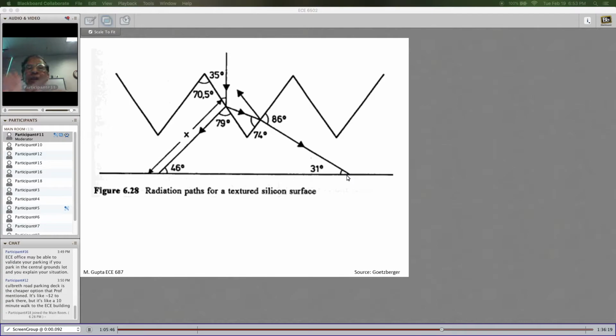And that's how people actually do it. If you texture that silicon, with no anti-reflection, just a texture, it looks black. And black means you have really reduced the reflection.